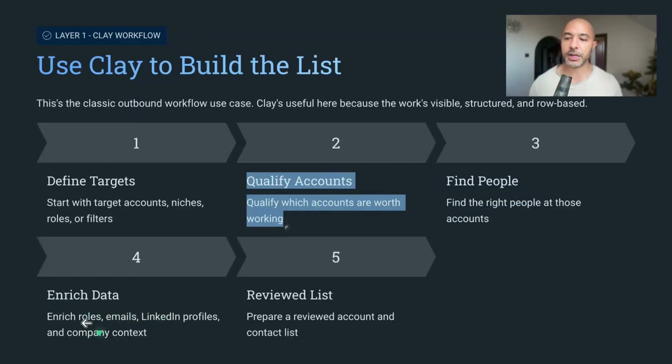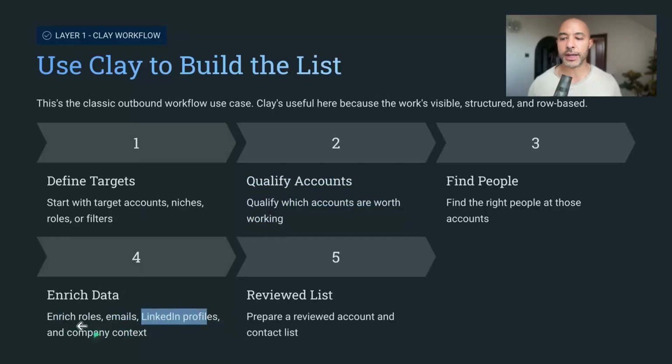Then we can enrich the data. So we can find the job roles, their emails, their LinkedIn profiles, and further company context. Like we can scrape their website. We can get search engine results page data directly from Google, SERP data. We can go spin off a Clay agent, which is like an AI agent, to go research their competitors. We can get all kinds of company context in the enrich step. So that's really one of the biggest value levers Clay has, is here in the enrich data step right there.